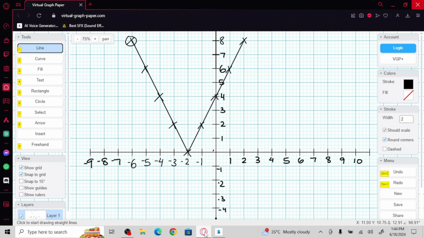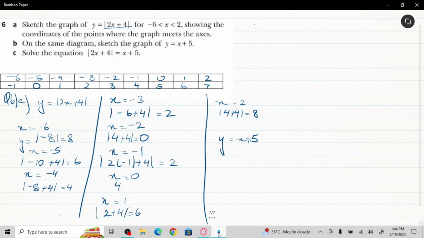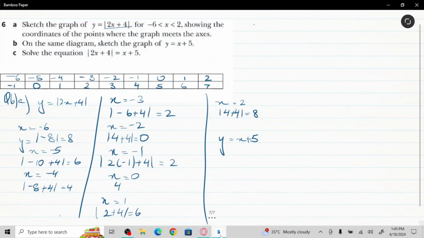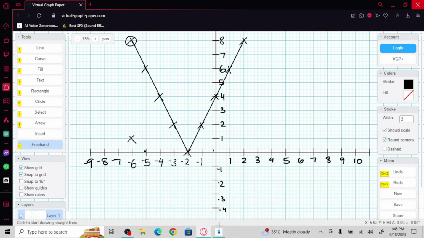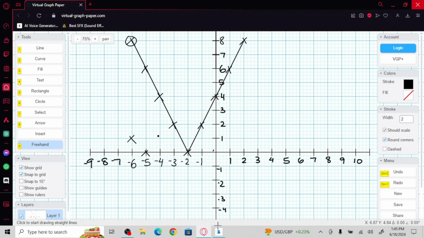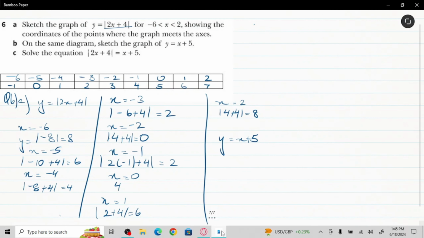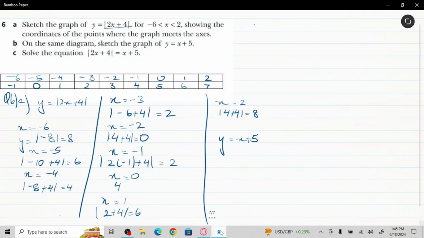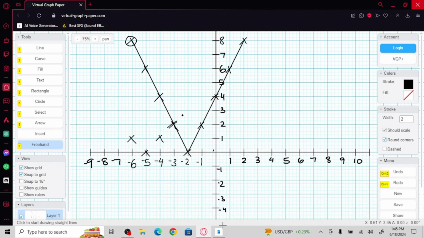Just plot this on the graph again. Let me use the freehand tool for that. -6 and -1, -5 and 0, -4 and 1, -3 and 2, -2 and 3.